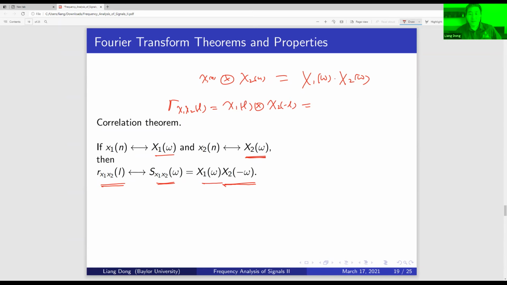Therefore, from the previous property, I take the time reversed signal, so I'm going to use X2 negative omega, which easily proves this correlation theorem.